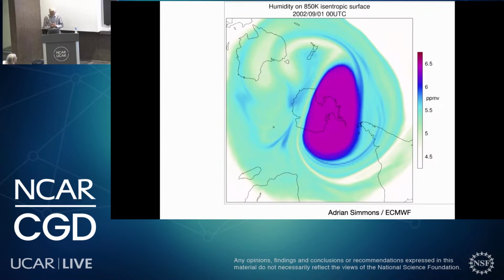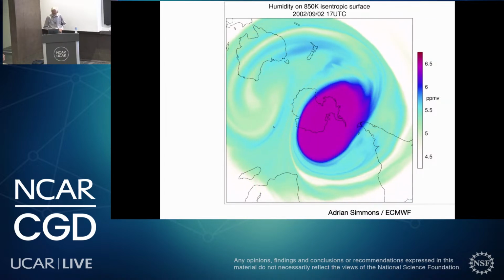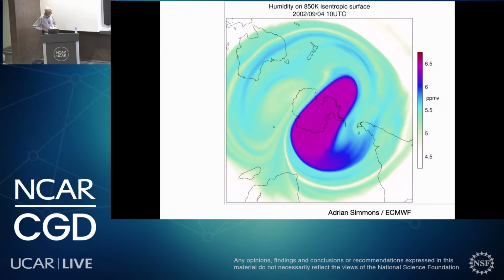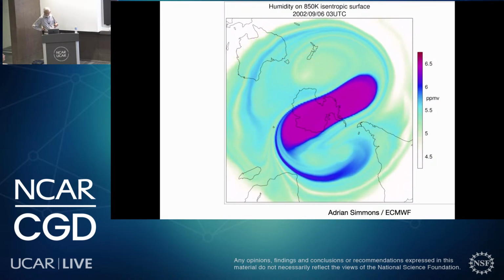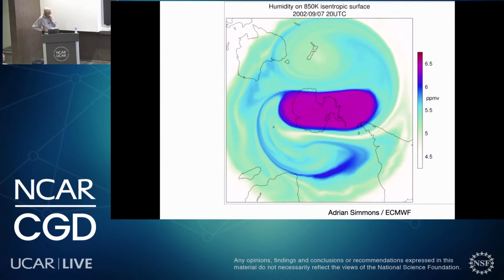So now, one of a series of videos provided by Adrian Simmons and ECMWF. This is assimilated data for, I think, the 2002 Southern Hemisphere stratospheric warming. What we're seeing here is the water vapor mixing ratio on a very high potential temperature surface, up around 10 hectopascals or so. The purple is the driest, and this is air that has subsided in the core of the polar vortex.